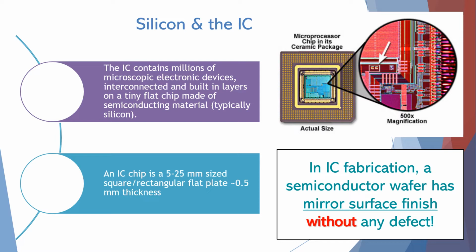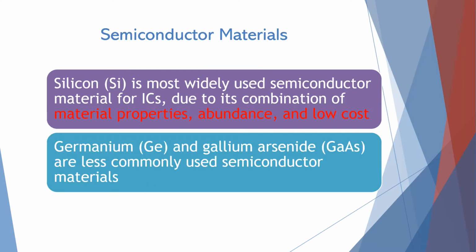The IC will usually be around 5 to 25 mm in size, square or rectangular, and the thickness will be around 0.5 mm. Usually the fabricated integrated circuit will have a mirror surface finish, where no defect is allowable on this semiconductor wafer.